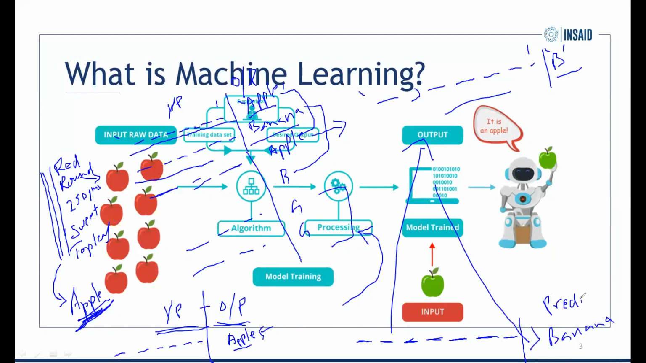Now the question is, if the machine is making predictions, does it need to be 100% accurate? How many of you feel the machine should be 100% accurate? I see very few people answering the same thing, that no, nobody is interested in being 100% accurate. But you would try to be as close as possible to the real world. You don't have to be 100% accurate.